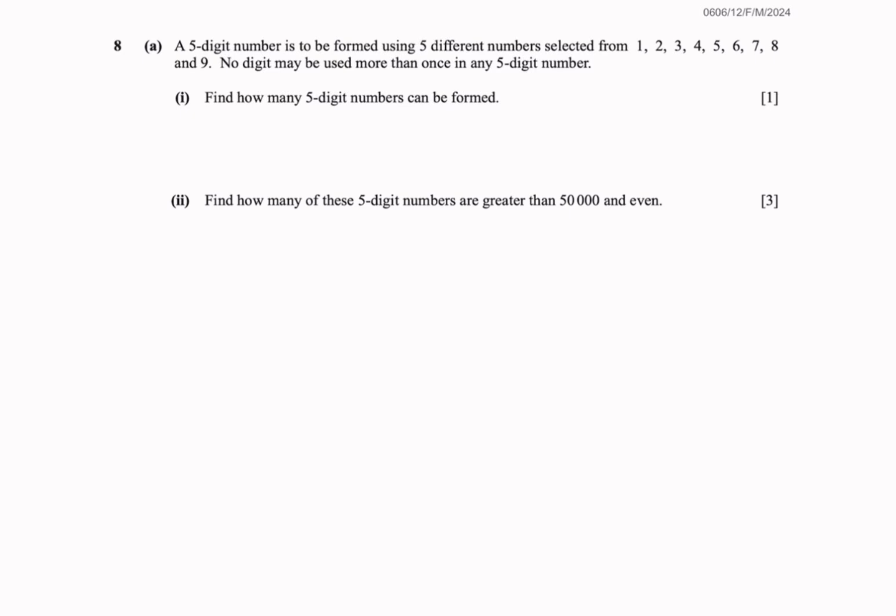Okay, so last question. A 5-digit number is to be formed using 5 different numbers selected from 1 to 9. No digit may be used more than once in any 5-digit number. So one thing to note for this question is that there's 9 numbers in total, and there's a cap of 5 digits because they only want a 5-digit number. So part 1, find how many 5-digit numbers can be formed. Okay, so since we're forming digits, it will be permutation. And since we have 9 numbers in total, it'll be 9P5, which will give you 15120.